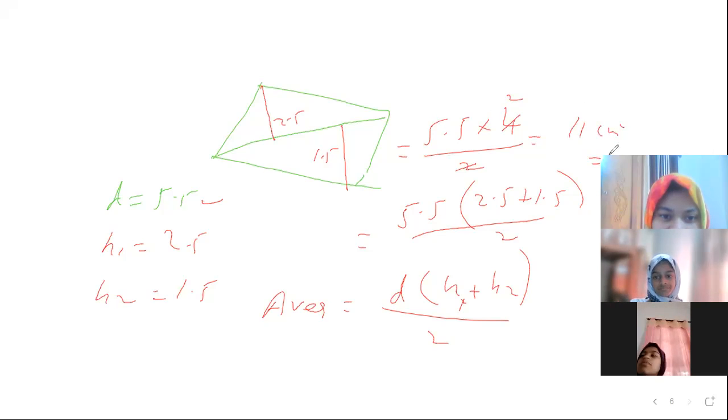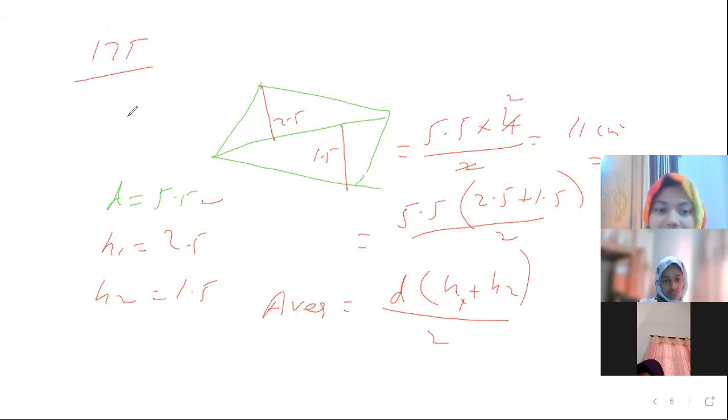Did you understand? Then try this one in the area. Only the first one is enough. Find the area of this quadrilateral. See the figure, page number 175. The figure is there.